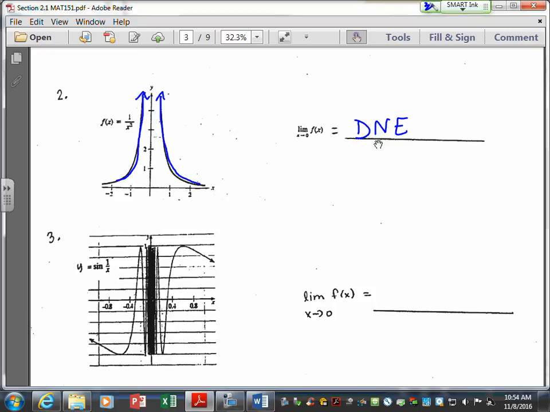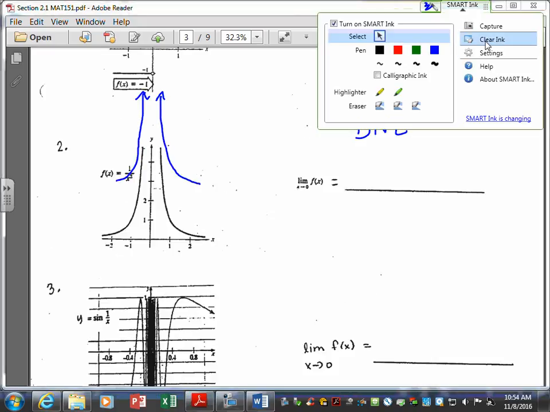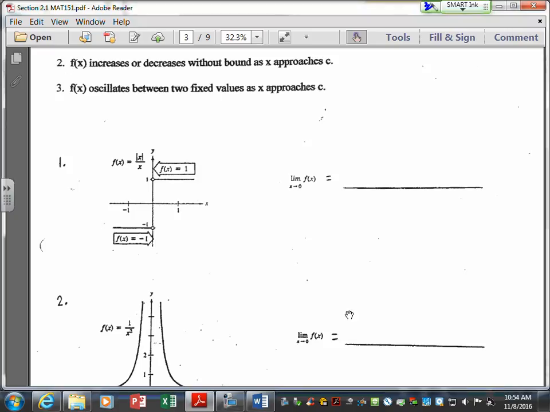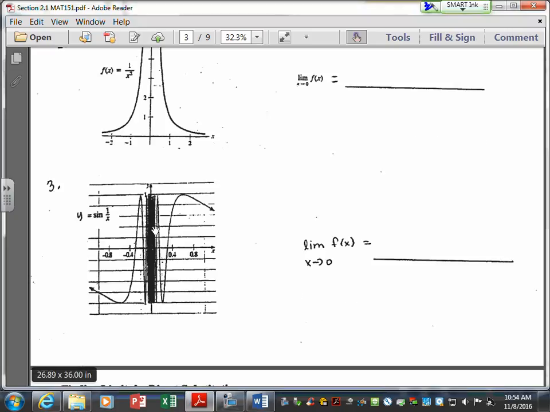And similarly, the third case is if it oscillates between two fixed values. So as x approaches 0, the limit does not exist because it jumps back and forth in very small increments. So those are the cases in which limits do not exist.